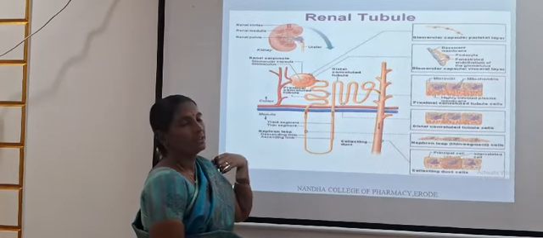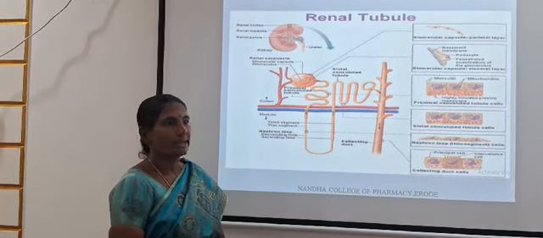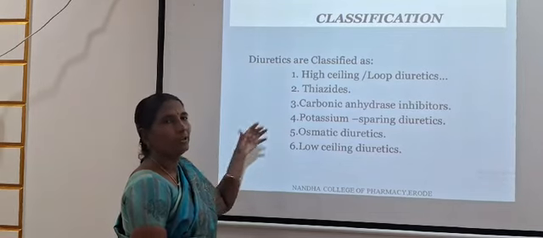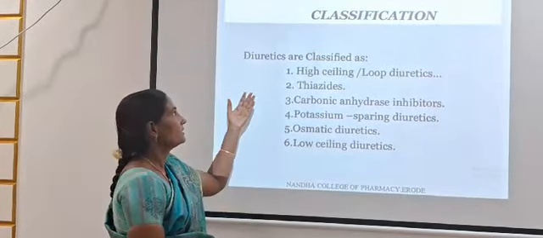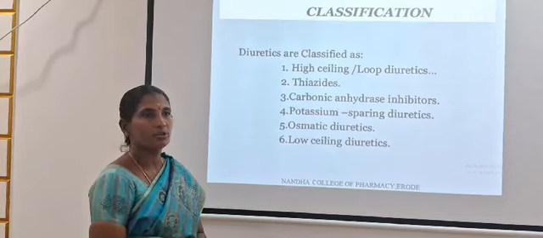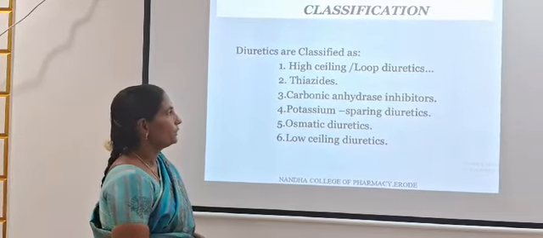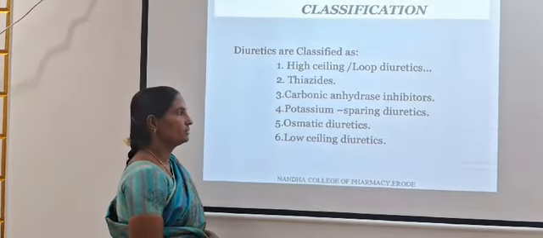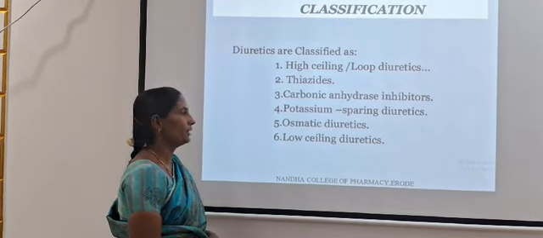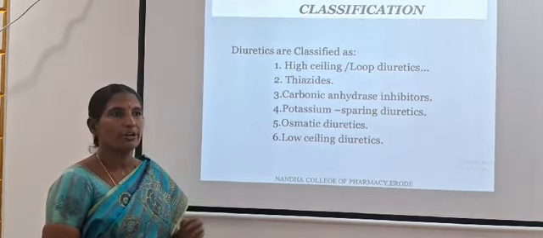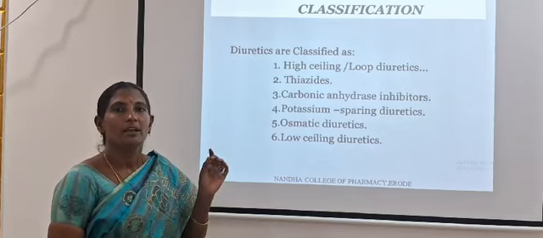So again, we classify diuretics according to the site of action. The drugs acting on the loop of Henle are mainly what we call high ceiling diuretics, such as furosemide. Then thiazide-like diuretics, carbonic anhydrase inhibitors, potassium sparing diuretics, osmotic diuretics, and low ceiling diuretics. This is one type of classification according to the action.